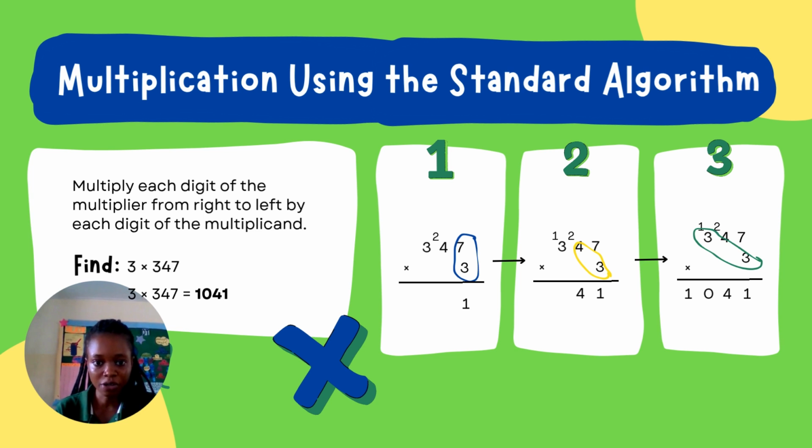As you can see on the screen, you first start with 3 times 7, which gives us 21. You put down 1, you carry your 2 above your 4. Then we do 3 times 4, which gives us 12. Then you add the 2 that you carried, which makes it 14. You put down your 4, carry your 1, and then you do 3 times 3, which is 9, plus the 1, which makes it 10. Our answer is 1041, which is the same answer we got when we used the area method. So these are the two methods we can use. Whichever you use, you're going to arrive at the same answer.